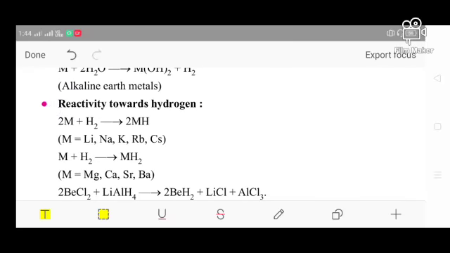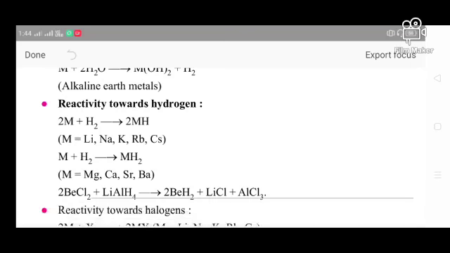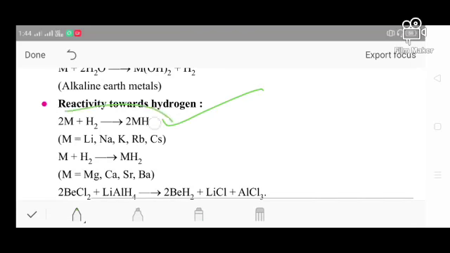After that, the reactivity with hydrogen. Whenever alkali metals and alkaline earth metals react with hydrogen, they form their hydrides. You have to remember this. This is the general representation: when the metal reacts with hydrogen, it forms its hydride, and nothing is formed as a byproduct.